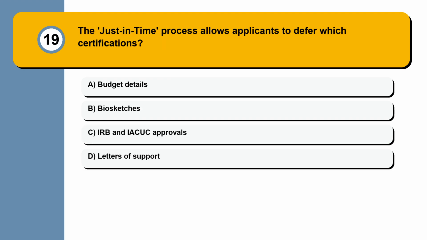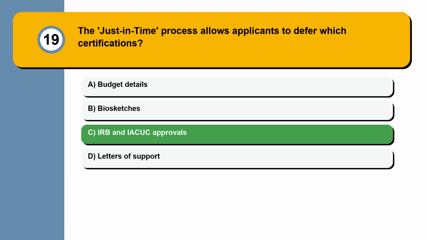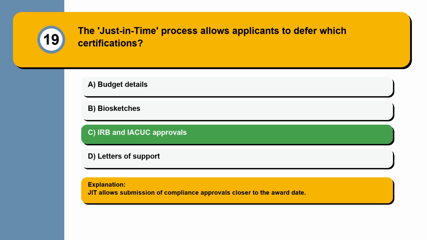Question 19. The just-in-time process allows applicants to defer which of the following: certifications, budget details, bio-sketches, IRB and IACUC approvals, letters of support. JIT allows submission of compliance approvals closer to the award date.